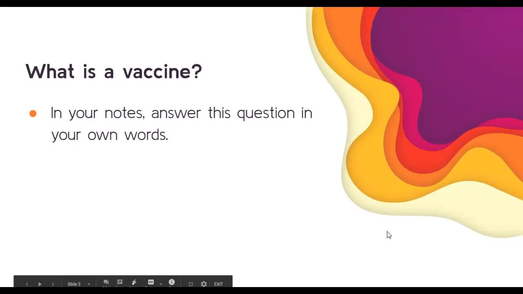So in your notes, answer this question in your own words. What is a vaccine? Pause here. Once you have that question answered, you can move on to the next slide.